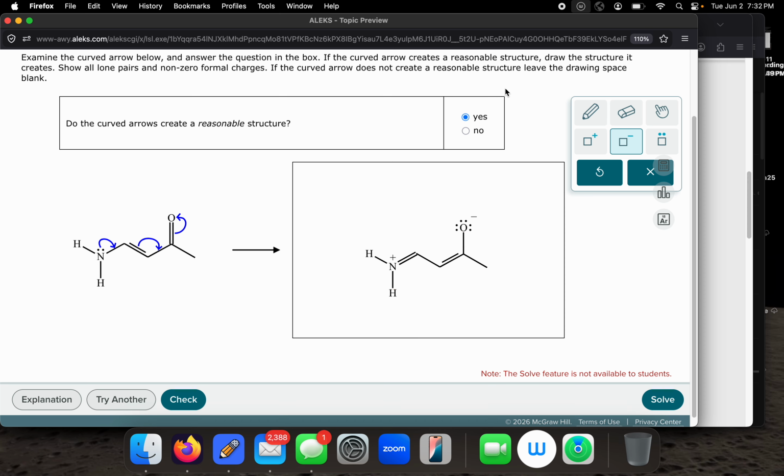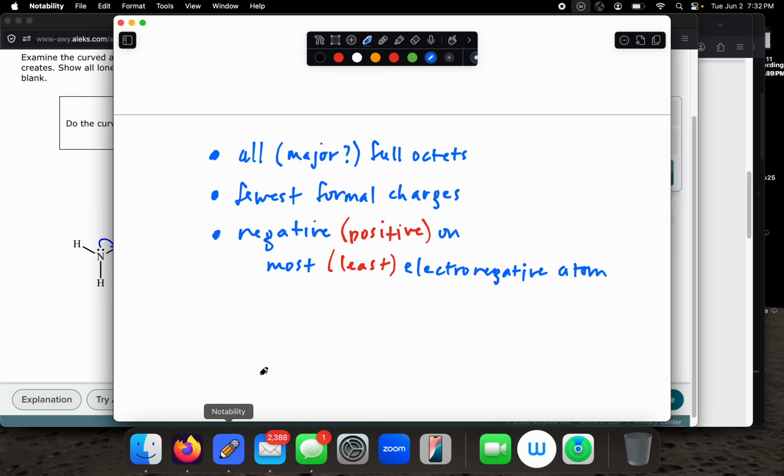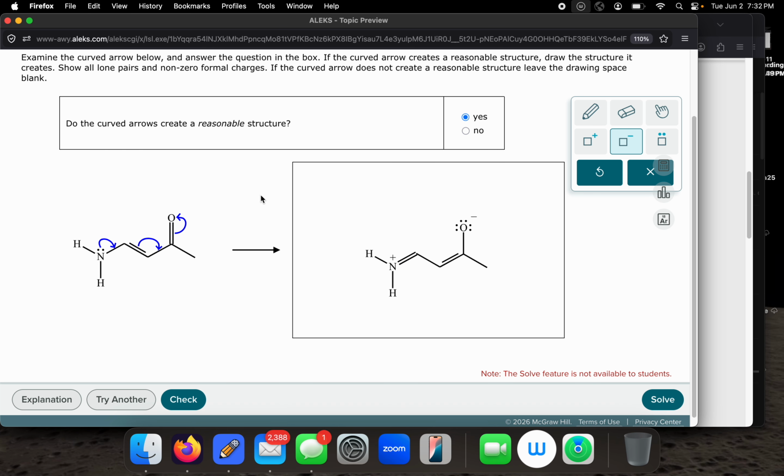All right, so I hope that's helpful. You have to go through the rules again. All the structures have to have full octets and no more. You can't have 5 bonds on a nitrogen. And we have to have the fewest formal charges for major structures, and they have to be in the right place. But if everything's got a full octet, it is a reasonable structure. Okay, hope that's helpful.